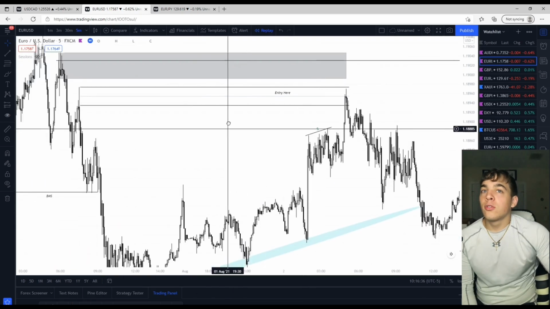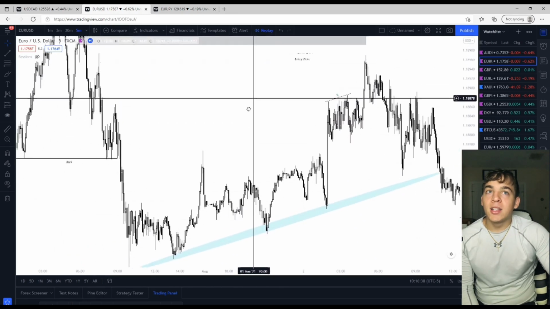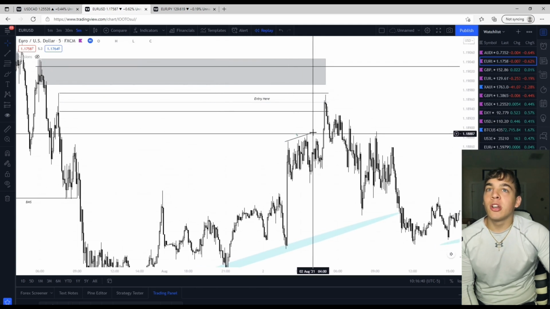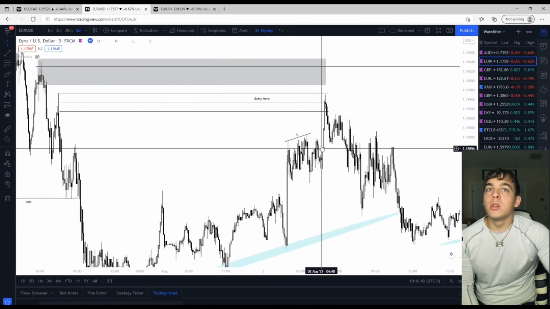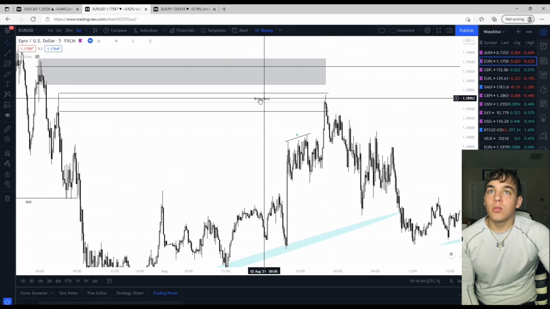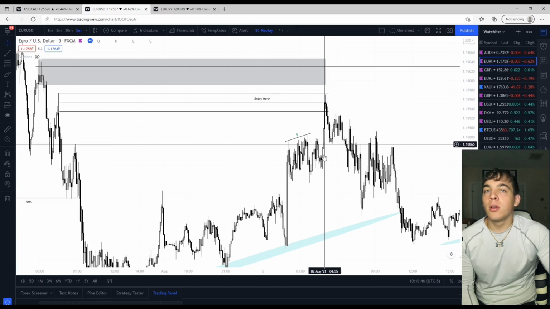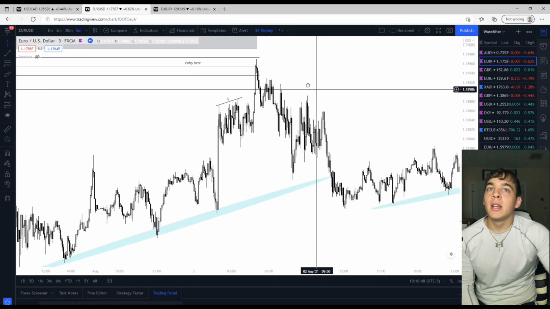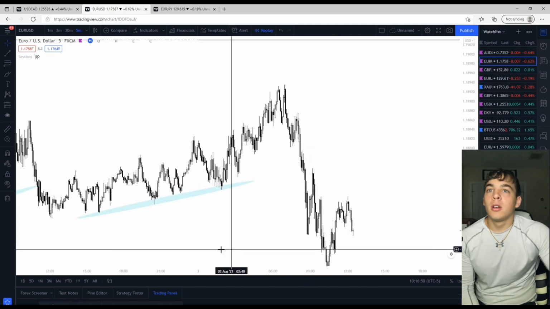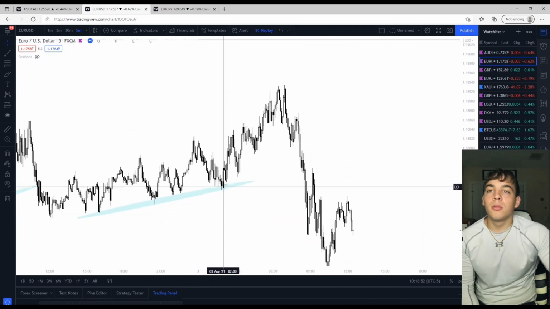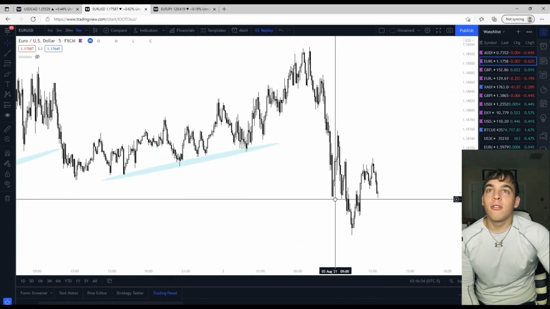Just view price from your overall bias, right? My bias was for shorts. I can see that we were ranging under my initial point of interest. We run liquidity here. This is where my entry was, right after the liquidity run, right after this high was raided. Then we ended up selling off, generated liquidity again through these lows, and ended up selling off again.